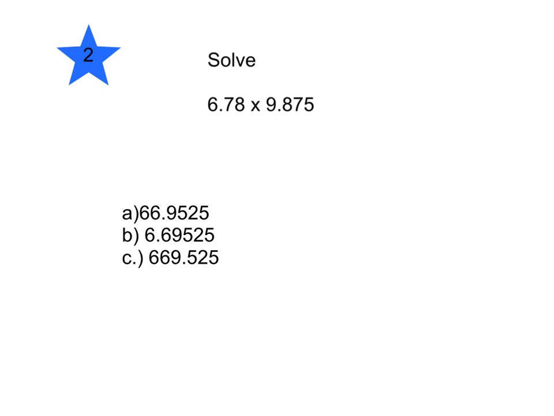Video question 2. Solve the following. 6 and 78 hundredths multiplied by 9 and 875 thousandths. A, 66 and 9,525 ten-thousandths. B, 6 and 69,525 hundred-thousandths. Or C, 690 and 525 thousandths.